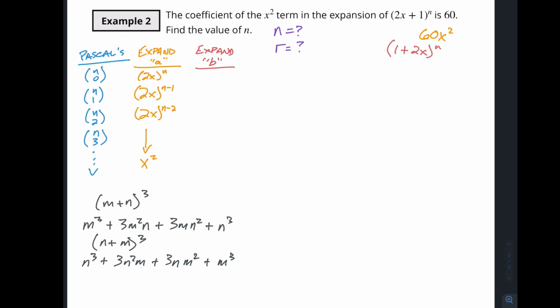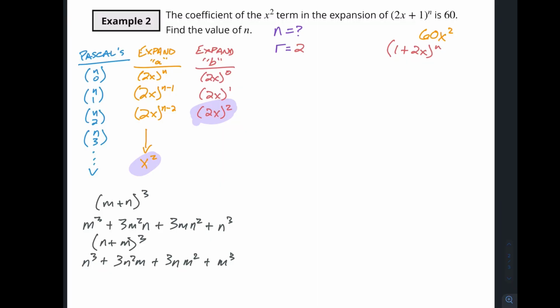So here now we're going to have 2x to the 0 power, 2x to the first power, 2x to the second power. Aha! That's what we're looking for right there. We're looking for 2x squared. Cool. So now we've got our r value, and we can change our r value to 2.